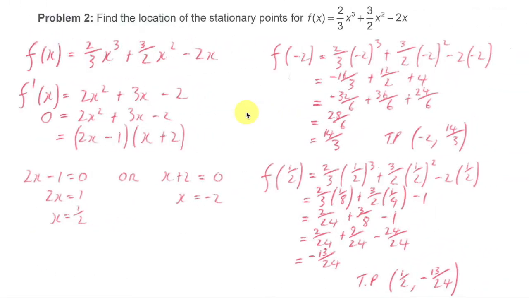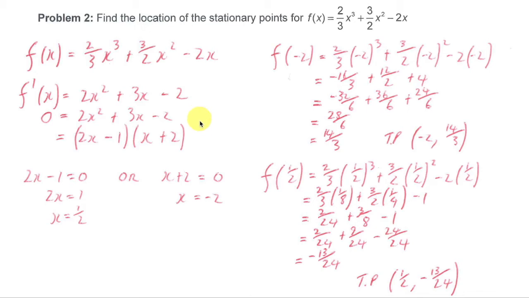Okay, so problem 2, we need to find the location of stationary turning points for this function here. Notice we're only after the location, not the nature. So I'll start with the f of x function. I work out its derivative. I make the derivative equal to 0. And now I solve for x.